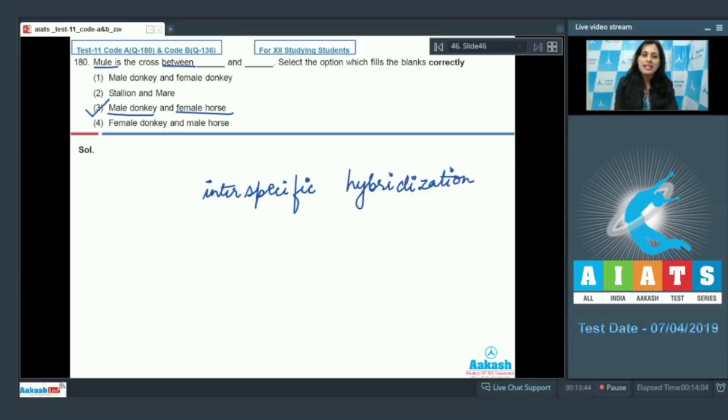Mule is a cross between male donkey and female horse. So the correct answer is option number 3. First option is male donkey and female donkey, and this cannot be a correct answer because mule is a cross between male donkey and female horse. Next option is stallion is male horse and mare is female horse, and this cannot be a correct answer. And the last option is female donkey and male horse, and this is also an incorrect option. So the correct answer to this question is option number 3.